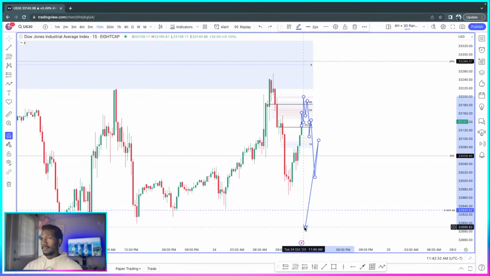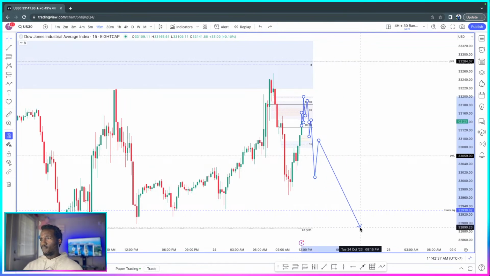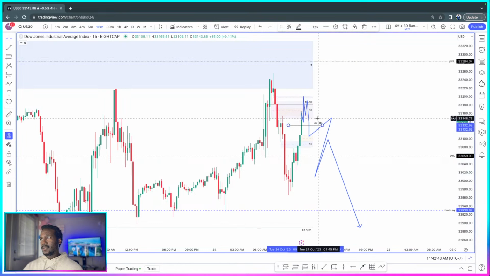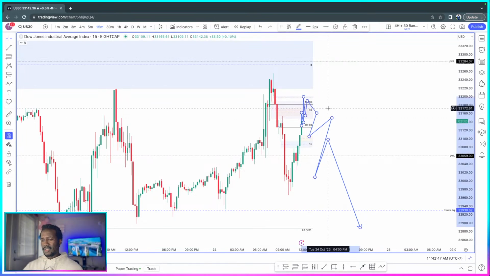resistance right here. So I'm going to keep this prediction, and I think it's messed up. I'm going to keep that prediction right there. That is what I would like to see this market do. So I'm just going to have it there for bragging purposes.